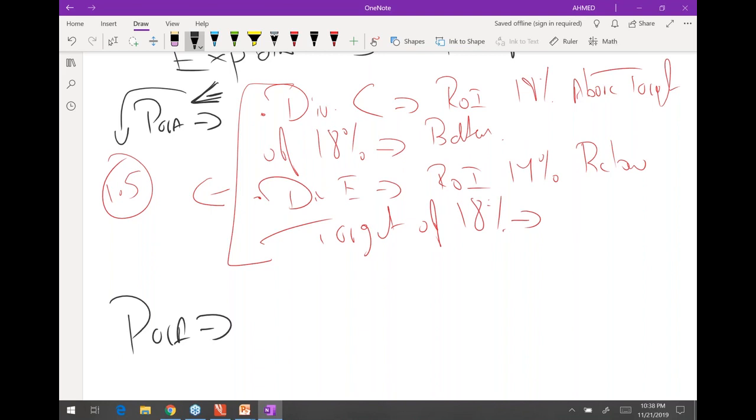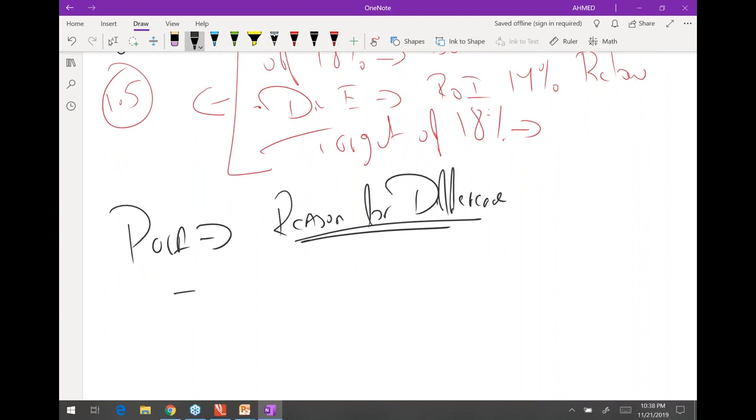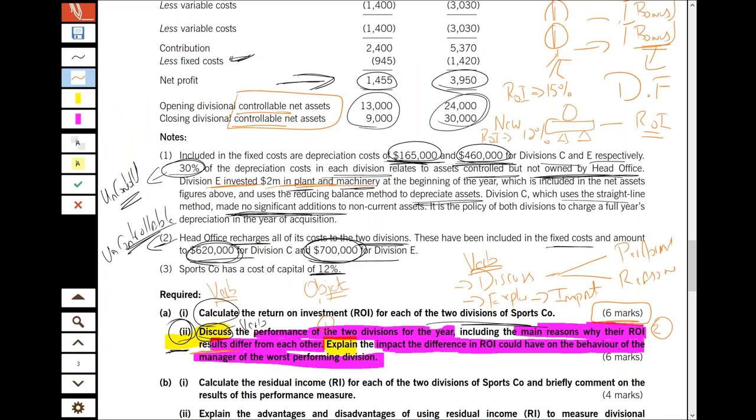So now, reasons for difference. I'm just writing this in a heading form just for you people, okay? You don't have to write headings. Division E, ROI is low. What is the reason? Very simple. E invested 2 million in plant and machinery at the beginning of the year, which is included. And E uses the reducing balance method to depreciate assets.